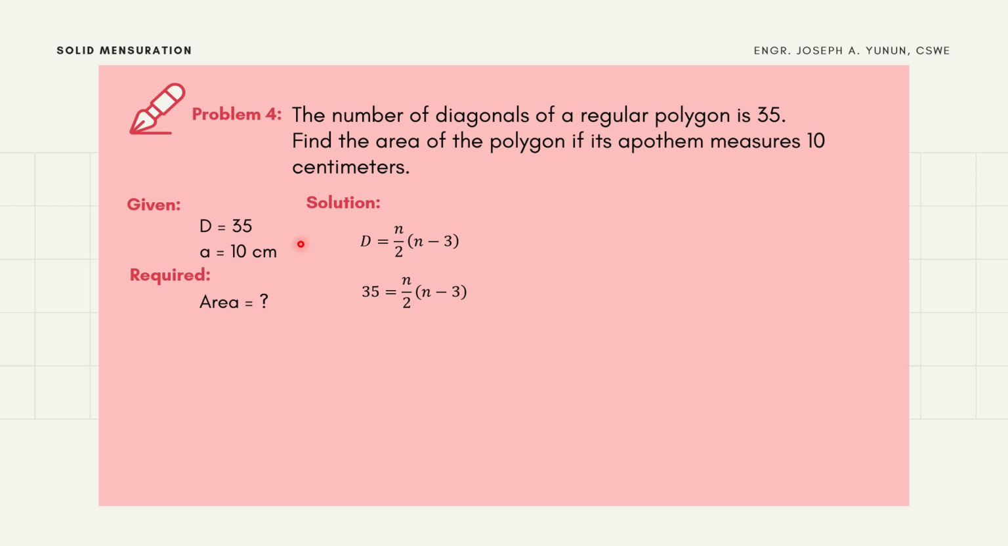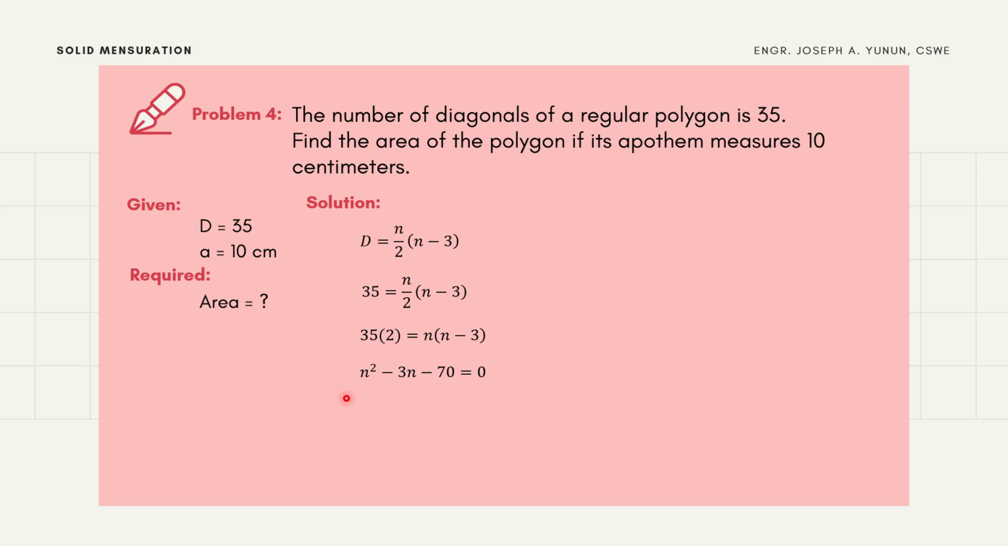Simplifying the given equation, you'll get this new equation. You could multiply both sides by 2 in order to eliminate the 1/2 here. So 2 multiplied by n over 2 gives us 2 divided by 2, which is 1, so n times n minus 3, and then 2 multiplied by 35. Simplifying the given equation, you'll get this simplified equation here.